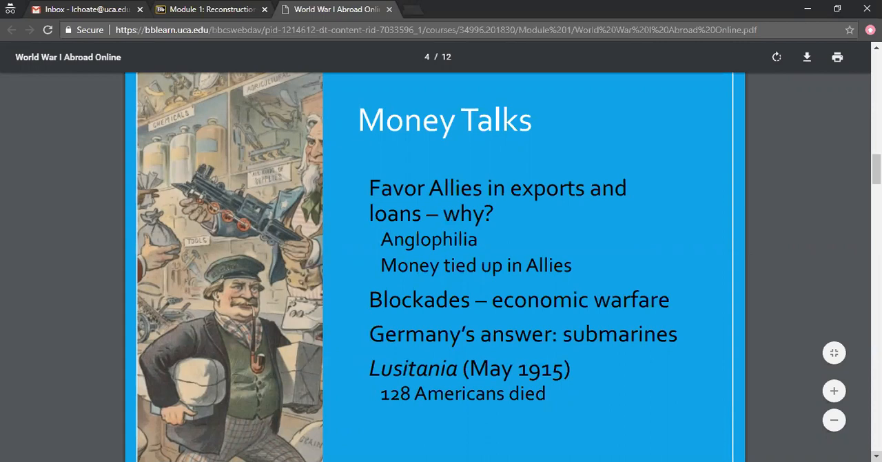This is going to come to a head in May of 1915 when a British ship called the Lusitania is sunk by a German U-boat or German submarine. Now, this was a passenger ship, and there were 128 Americans on board this Lusitania. And so those Americans died due to a German act of war. And that has the potential to bring the United States into the war. But we're really not ready to go there yet.